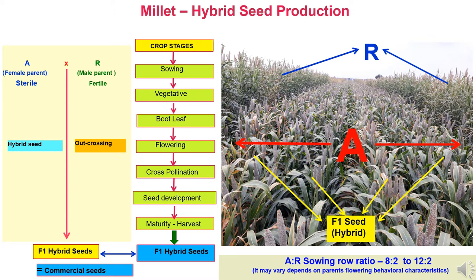And there are various crop stages from sowing to harvest, like sowing to vegetative, then boot leaf stage, flowering stage, cross pollination, seed development stage, and maturity and harvesting. Here also, just after pollination completion, we have to harvest male. It should be chopped out and removed from the field. And at last, the female seed parent is harvested, and this harvested produce will be used as F1 hybrid seed, and this is distributed for commercial cultivation.